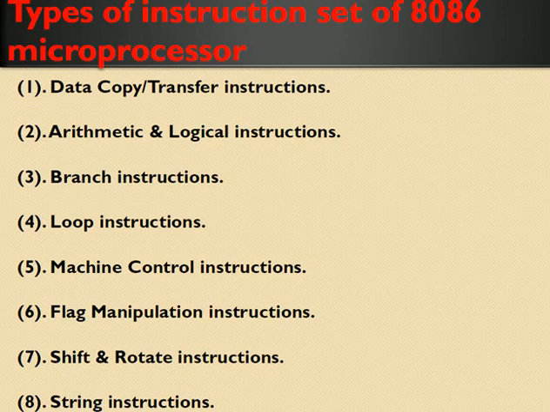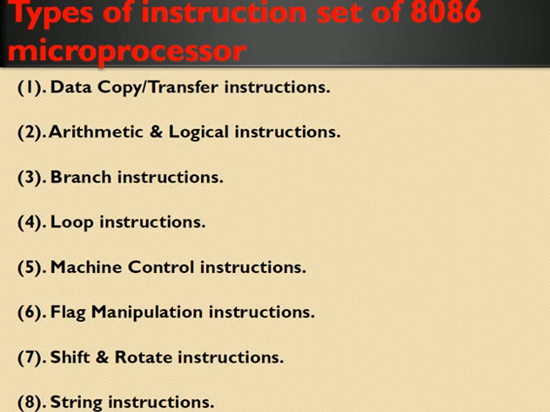These are the different types of instruction groups used in the 8086 microprocessor: data transfer group, arithmetic and logical group, branch instruction group, loop instruction group, machine control instruction group, flag manipulation instruction group, shift and rotate instruction group, and string instruction group.